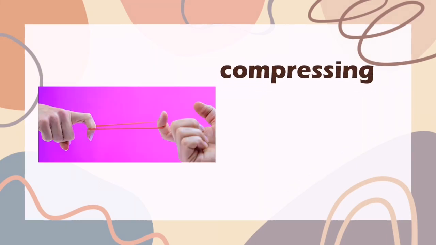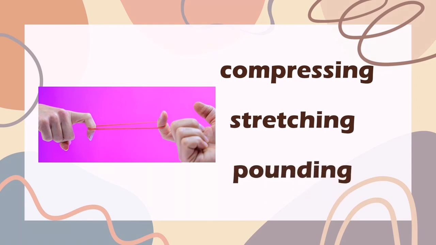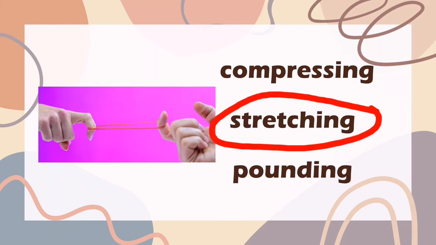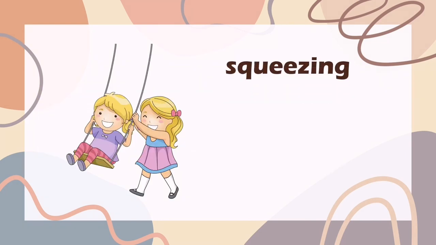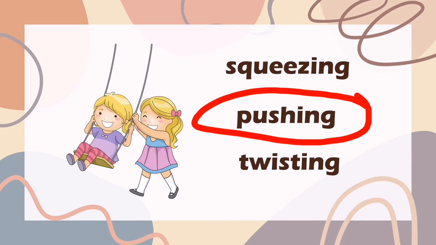Next picture shows compressing, stretching, or pounding. The correct answer is stretching. After stretching, what will be the effect of it? It will change the shape. Next picture, we have squeezing, pushing, or twisting. The correct answer is pushing. When you push that, it will change the movement of an object.